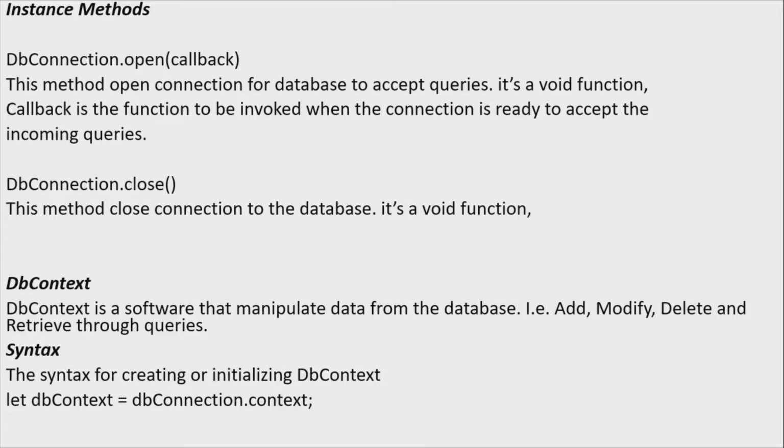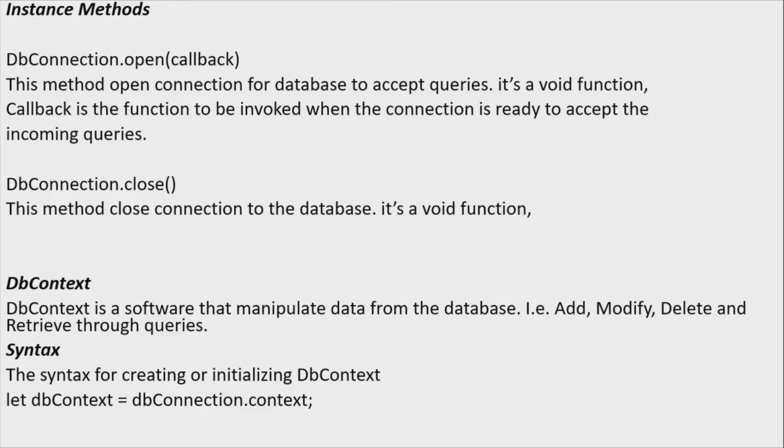This property we have called DB connection.state returns the current state of the connection, to show us whether it is connecting or disconnected. Now we have DB connection.context. This will return a DB context which provides an interface for the execution of queries, adding, modification and deleting from the database. It is through the DB context that the query can be executed. Now let's see the instance methods.